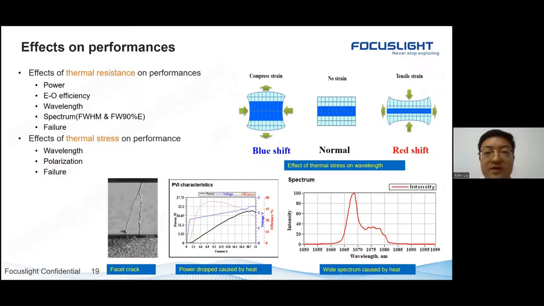If you use a substrate with a higher CTE than the laser chip, the strain will be compressive strain. Then the wavelength will be lower. We call this blue shift. If you use a substrate with a lower CTE than the laser chip, then tensile strain will affect the wavelength. We call this red shift because the wavelength will be higher.